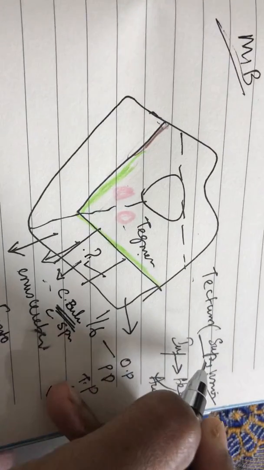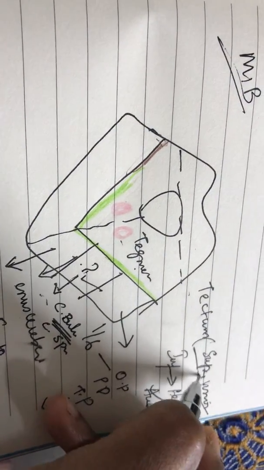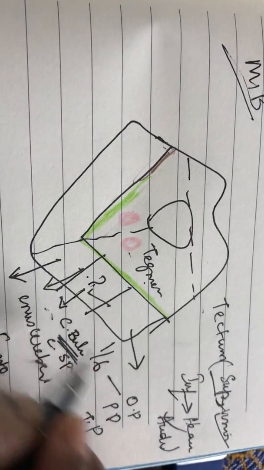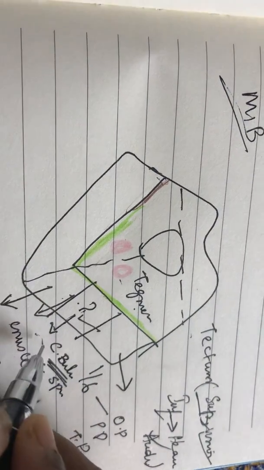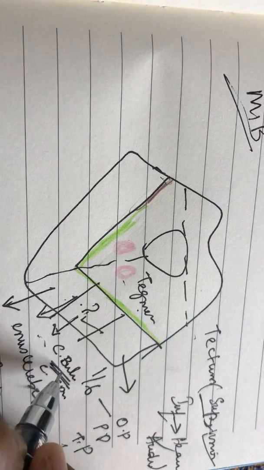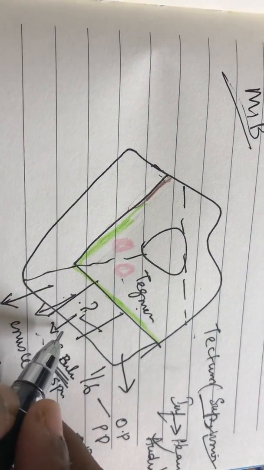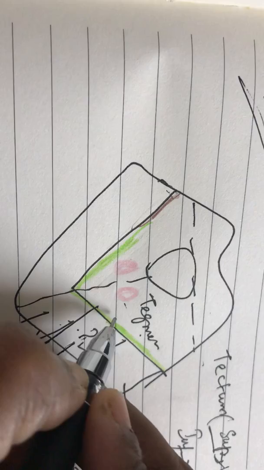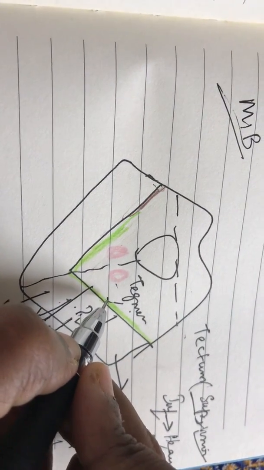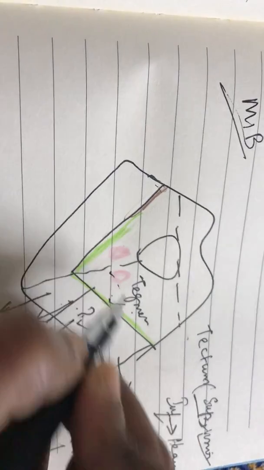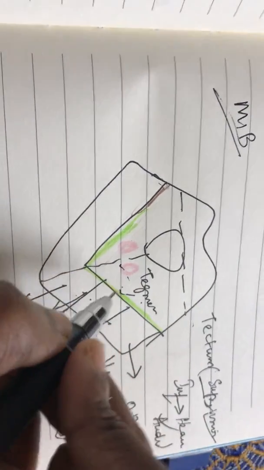So MCQ number 1 is the superior colliculus. MCQ number 2 is the inferior colliculus. Number 3, which part of the crus cerebri carries the corticospinal and corticobulbar fibers, that is your middle part. And the next important MCQ is substantia nigra. So what is substantia nigra? What does it contain? Substantia nigra and the red nucleus, both are important questions.